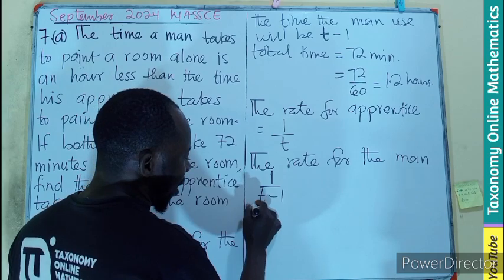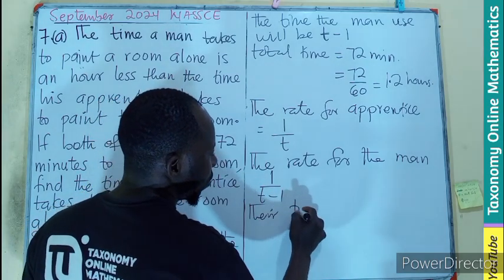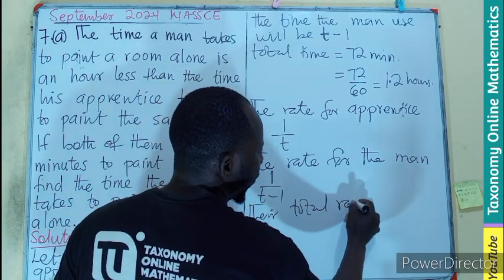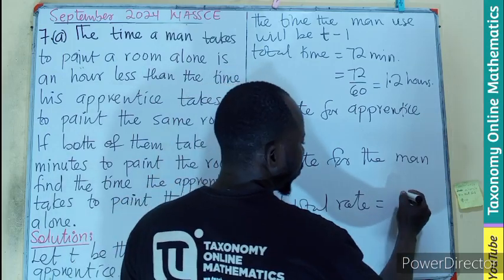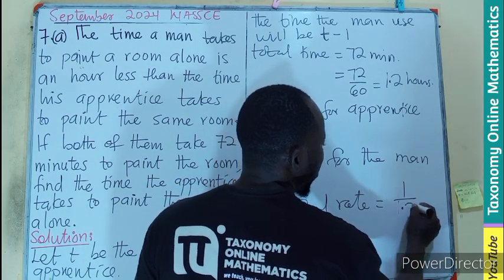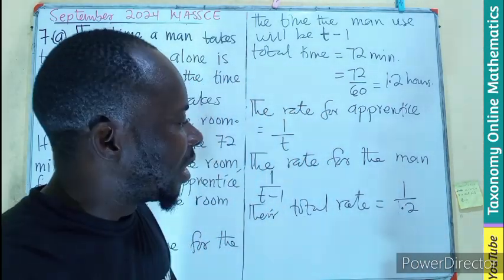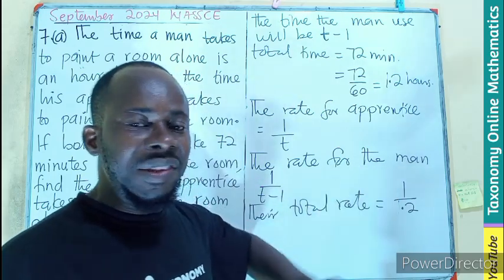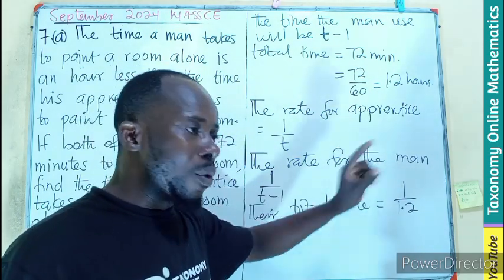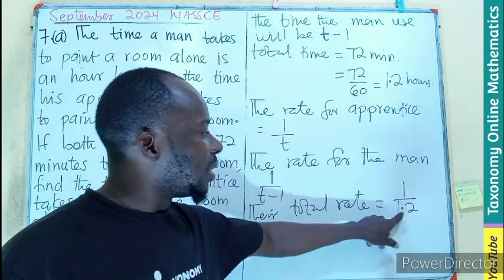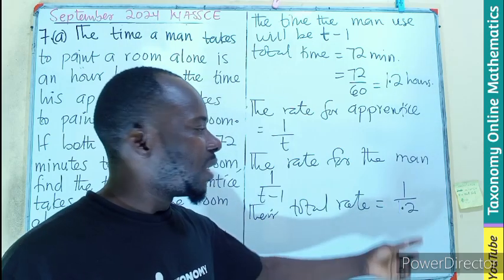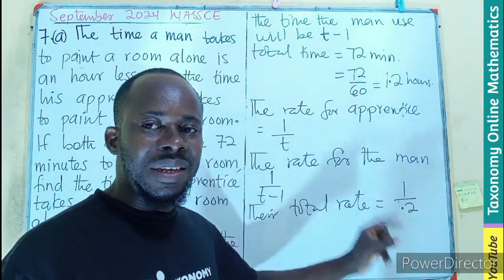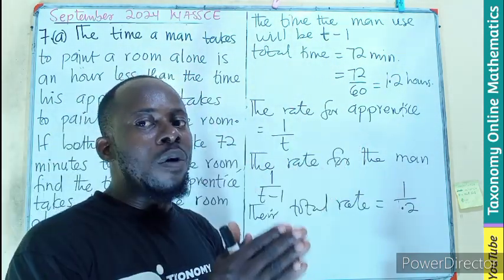Then these are the rates at which they are working. Their total rate will be equal to 1 over 1.2. This is the rate at which they are all painting the same room, rooms per hour. So they are using 1 hour 20 minutes per 1 room for the 2 of them.